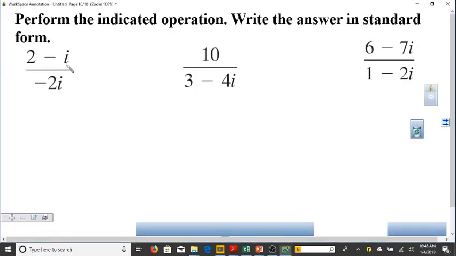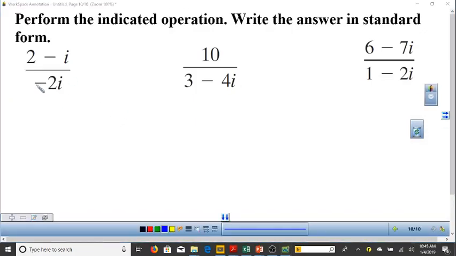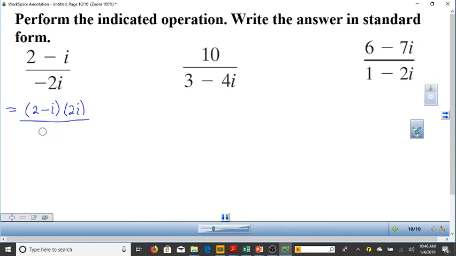For this first number, we're going to multiply by the conjugate of the denominator. Since the denominator is just negative 2i, we're going to multiply by the conjugate, which is positive 2i. And I'm just going to use a different color here to indicate what we're multiplying by.